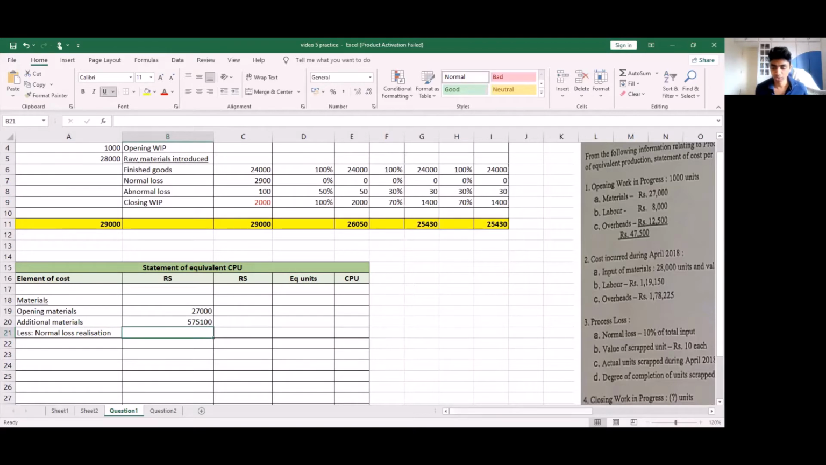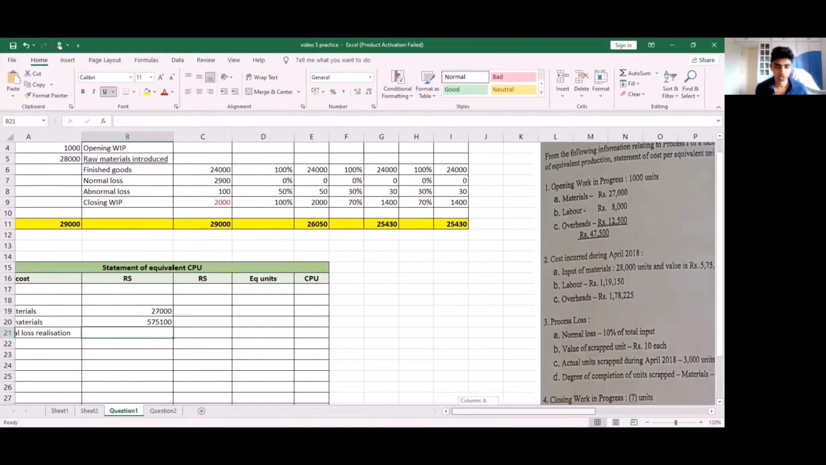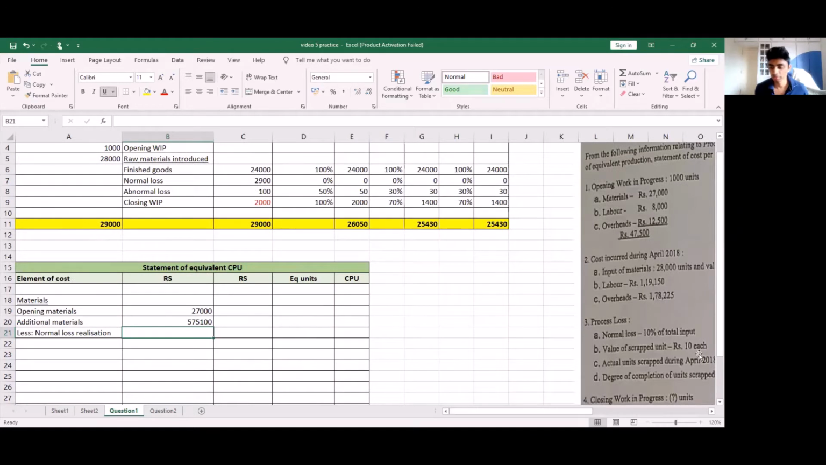So to calculate our normal loss realization, we have normal loss units of 2,900 and also know that the value of scrapped unit is rupees 10 each. So this will be 29,000. Now we have to add 27,000 plus 5,75,100, and from this sum we need to subtract 29,000. So this will be 5,73,100. Let me make this clear once again.